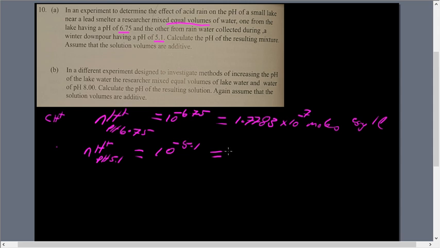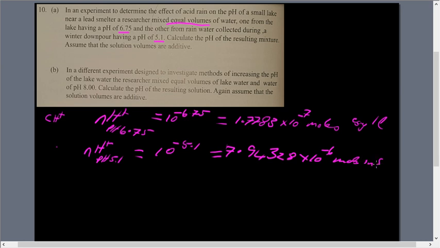Should give you a value of, let me just do that one, shift, find logarithm, find 10 to the x, minus 5.1, and you should get a value of 7.94328 times 10 to the minus 6. And that's how many moles in, say, 1 litre.